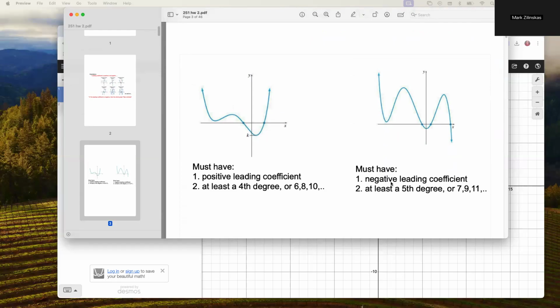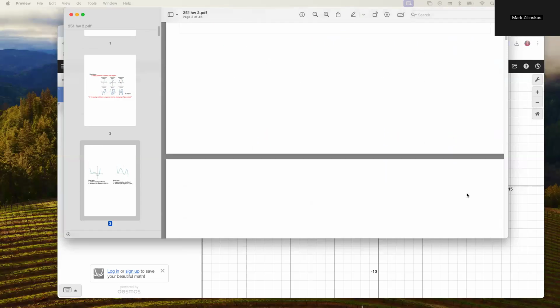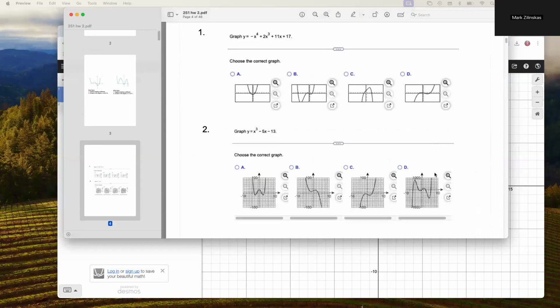This one's going down, so it has to be negative. And then we have 1, 2, 3, 4 turning points. So it has to be at least a fifth degree, but it could be higher. Okay. Here's just some problems that would be in your set.